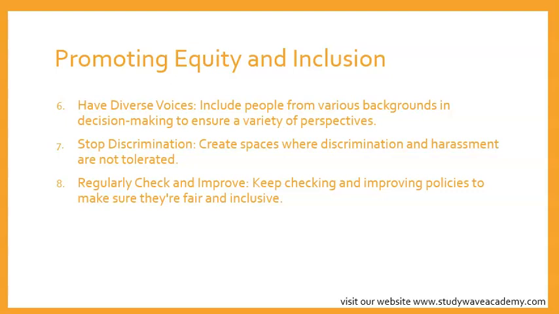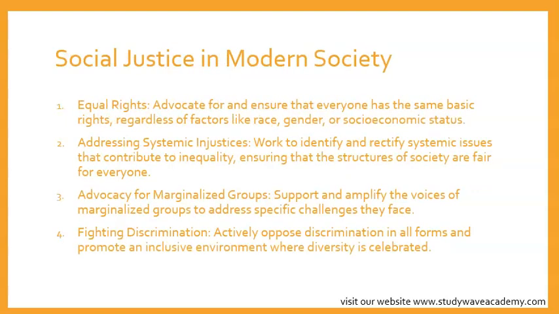So promoting equity and inclusion is about being fair and making sure everyone feels like they belong. Do you understand? Okay, good. Now let's look at social justice in modern society. Social justice in modern society involves promoting fairness and equality for all individuals, regardless of their background, okay? Do you understand? So here's how it plays out.